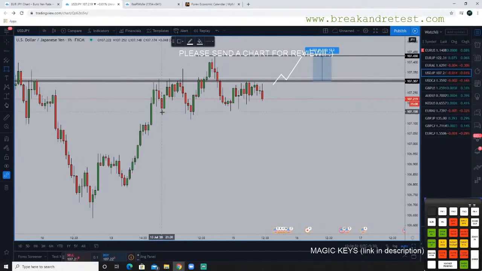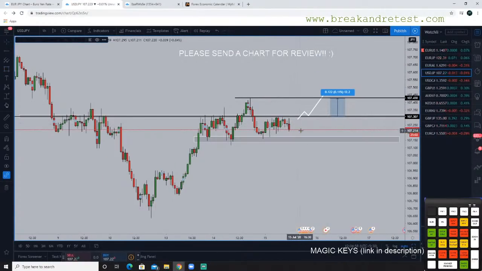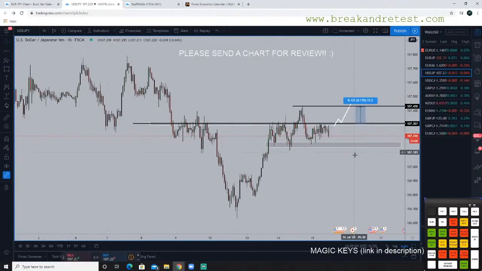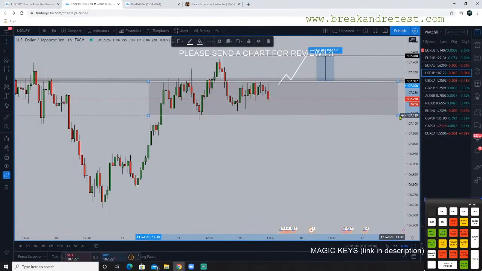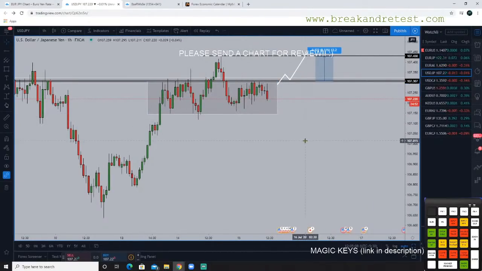So UJ, we said that we want to break above that. But it's rejecting now to the downside. We have a small consolidation box here. If we break this, we might have a chance of sells too. So we're going to have to wait and see. Okay, let's take a look at the chart here.